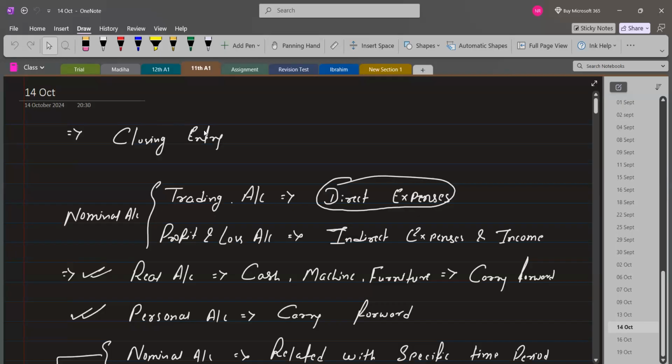So, rectification of error. We have discussed some errors in our previous class, like error of omission, error of commission, compensatory errors, error of principle, if you remember. Can you tell me what is error of omission?